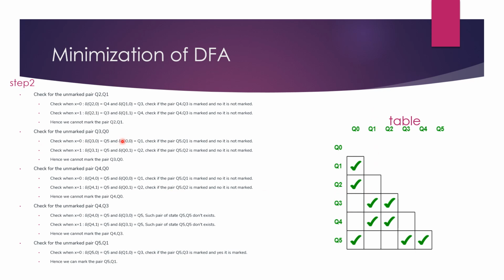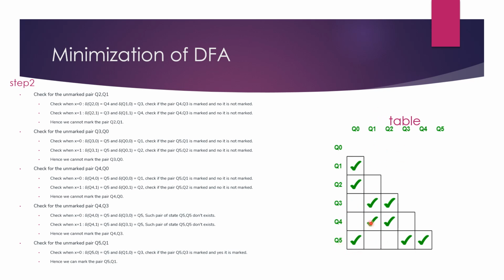Next we will go for the unmarked pair Q3 and Q0. Check by using the input symbol in the transitions. Q3 on 0 goes to Q5 and Q0 on 0 goes to Q1. Check whether the pair Q5 and Q1 is marked.